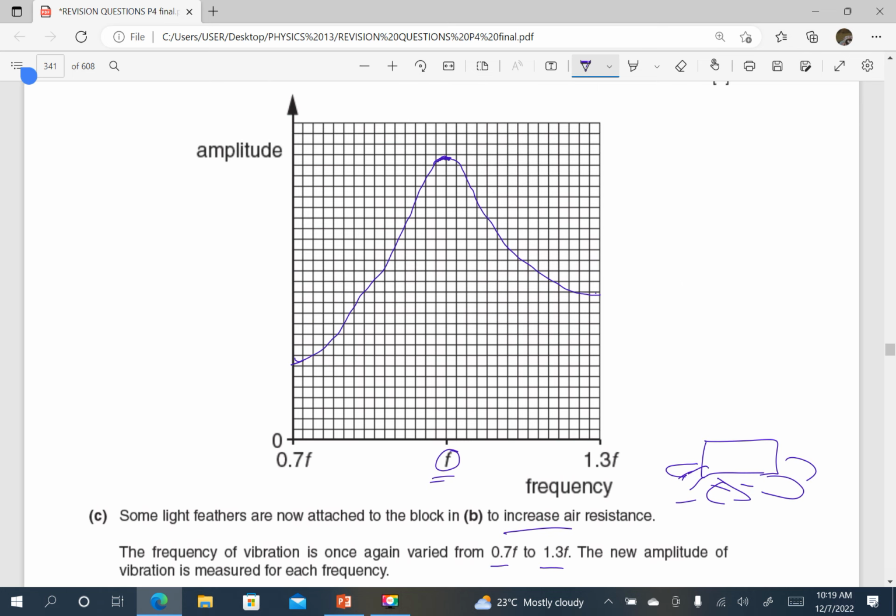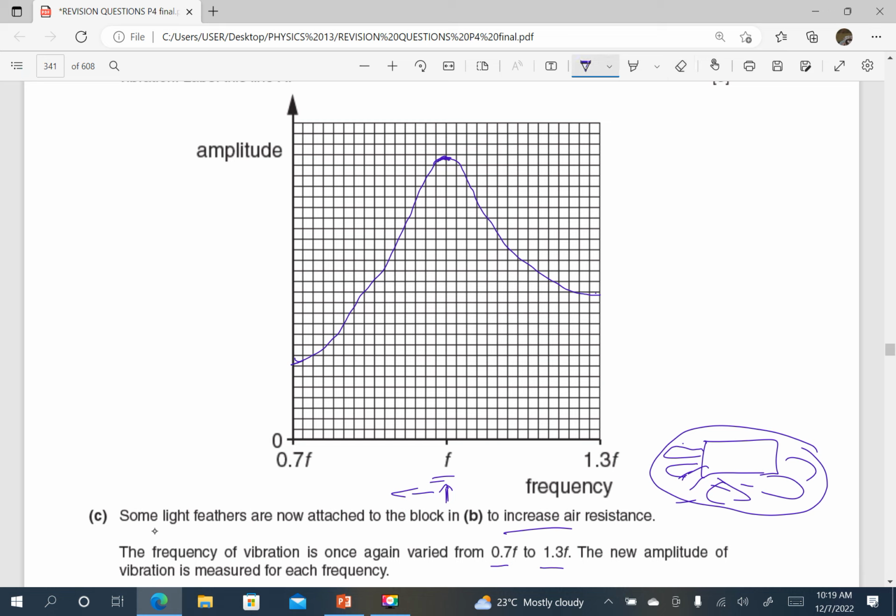So when we increase damping, it means the amplitude of vibration reduces, because the system cannot vibrate with a lot of amplitude when there is a dissipative force. So the maximum amplitude is going to be lower. But also when we load the block with the feathers, we are reducing its natural frequency. It means maximum amplitude is also going to be reached at a frequency smaller than the one it was reached before. So we shall draw another graph whose peak is at a frequency to the left of the current frequency.